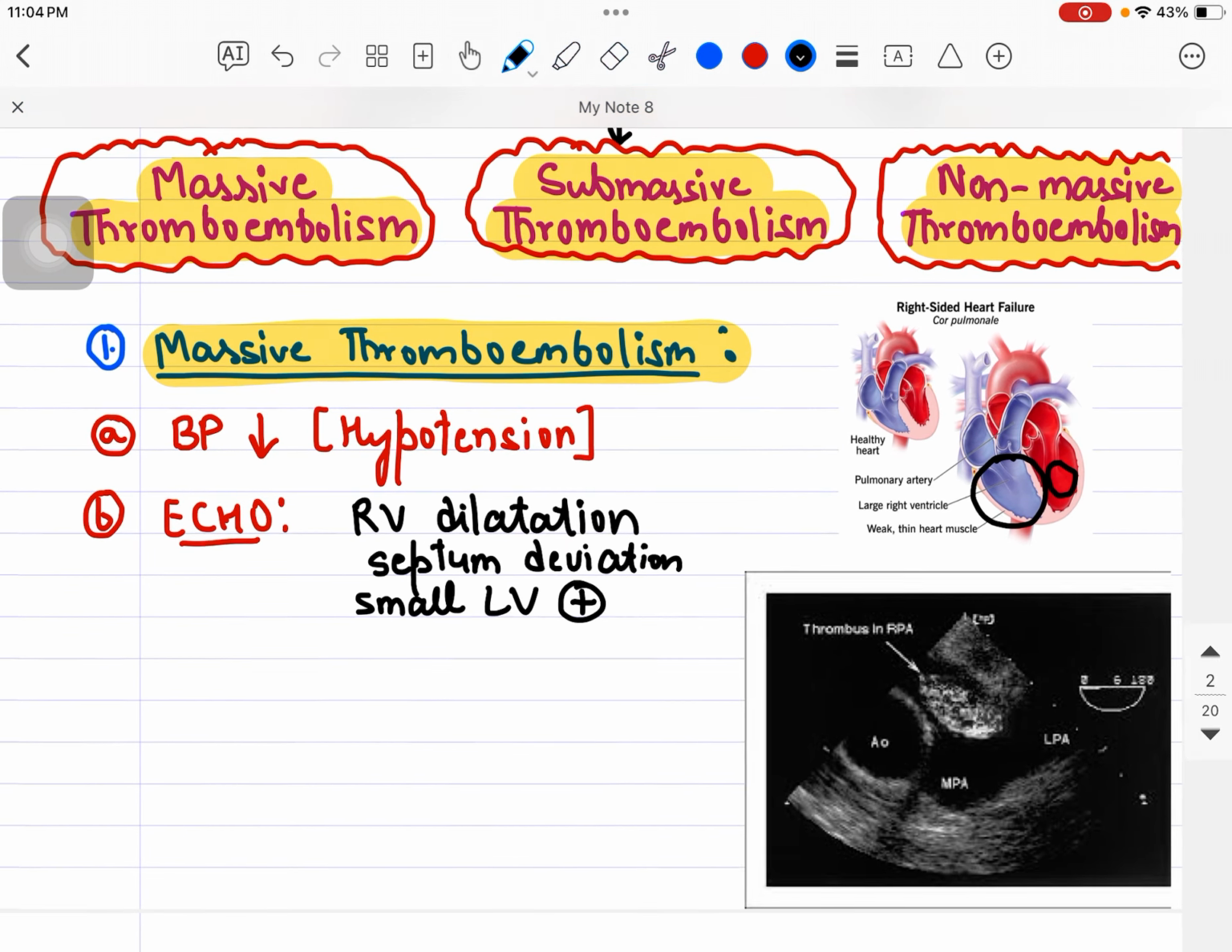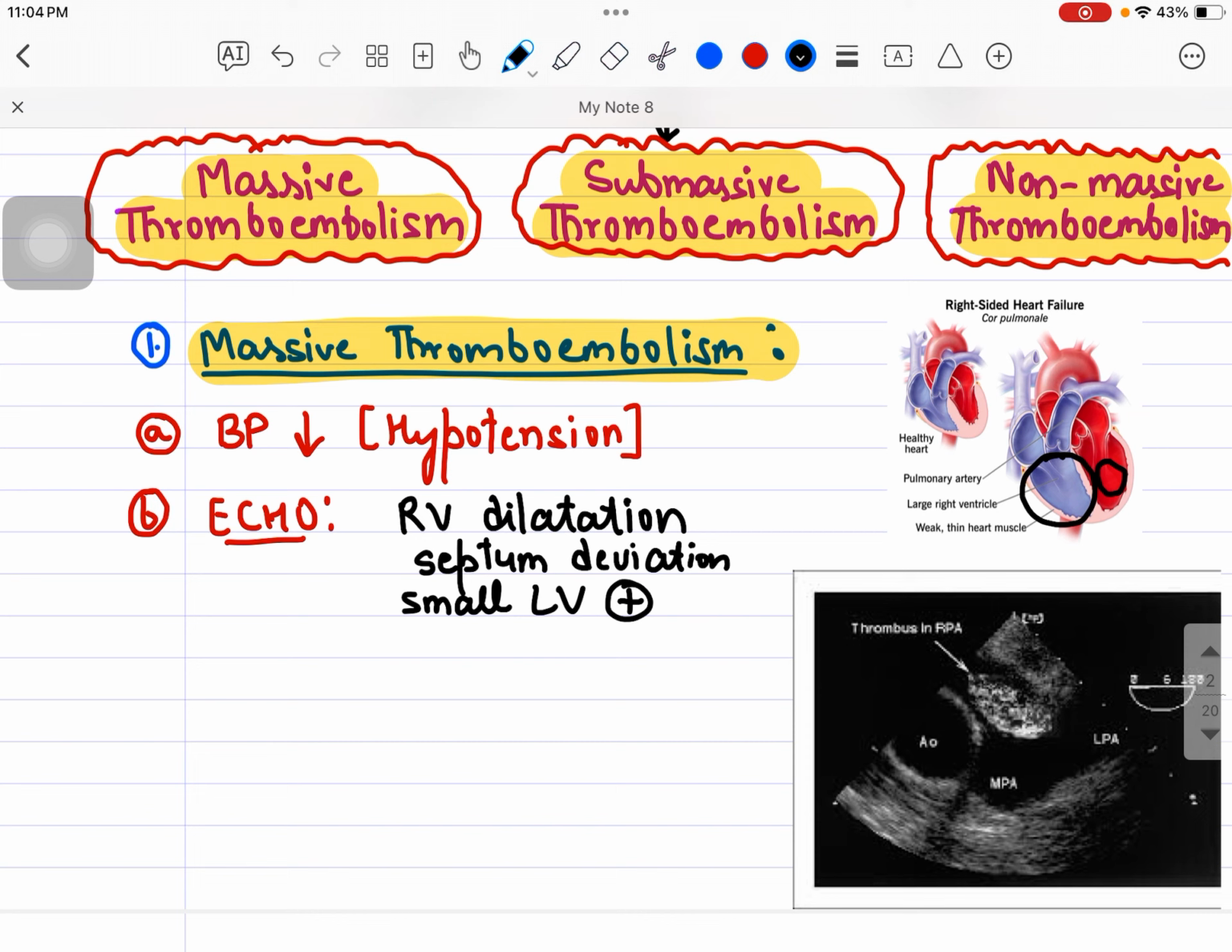In a thromboembolism patient, you must do the echo to rule out other kinds of cardiac causes, and if it is thromboembolism, if you are thinking in the right direction, then these kinds of findings you might find in your patient, right?